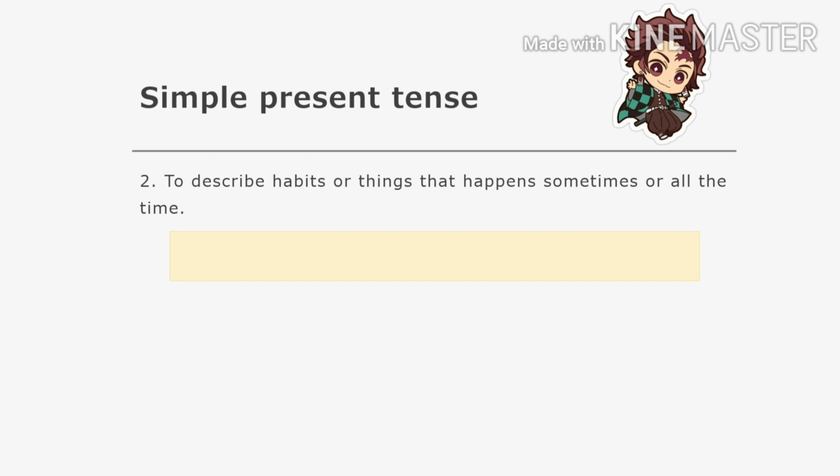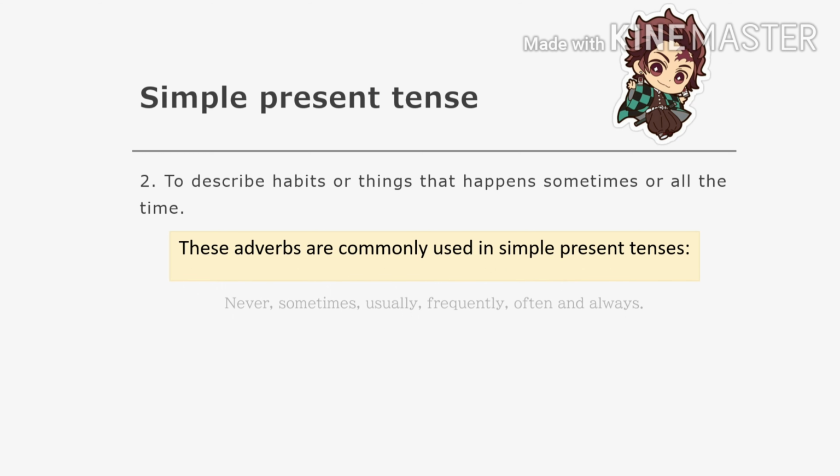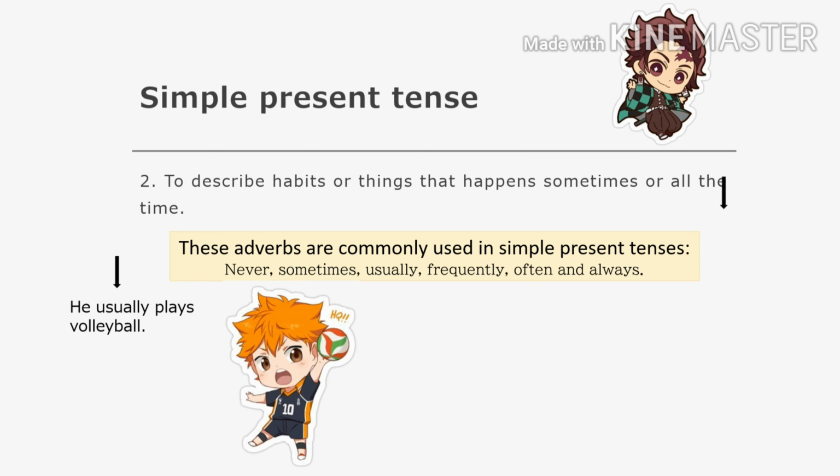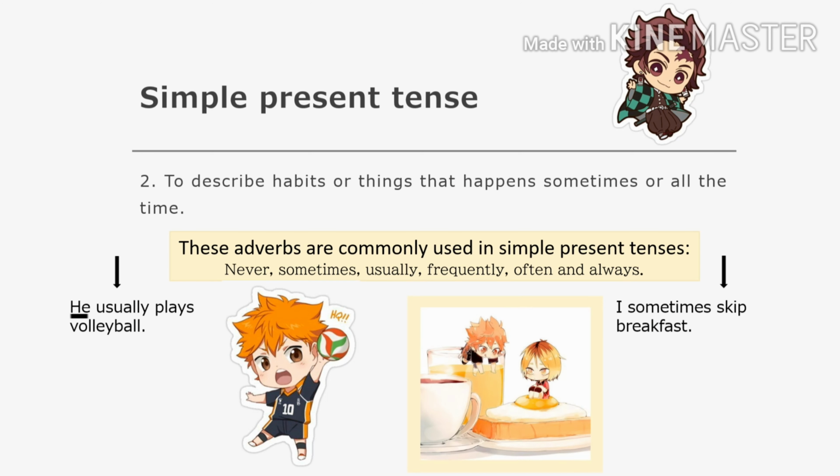Now, two, to describe habits or things that happen sometimes or all the time. These adverbs are commonly used in simple present tenses: never, sometimes, usually, frequently, often, and always. For example, he usually plays volleyball. I sometimes skip breakfast. He and I here are subjects, while plays and skip are the verbs.